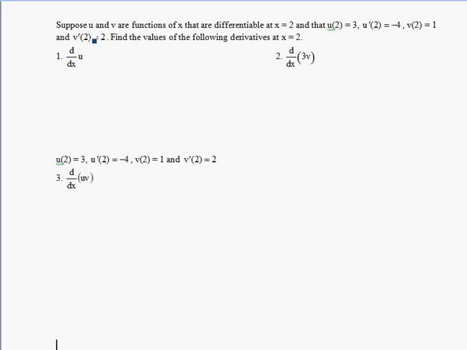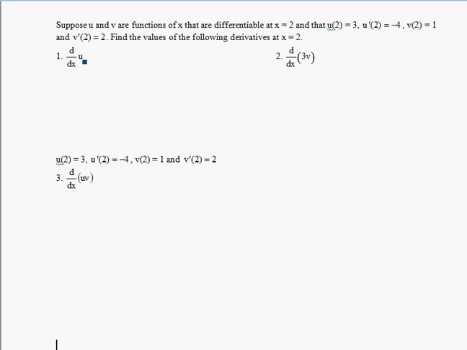Okay, so here we're looking at the functions u and v at 2. We know that u of 2, the function value at 2, is 3. The derivative of u at 2 is -4. v of 2 is 1, and the derivative of v at 2 is 2. So we have some u values and some v values. Find the following derivatives at x equals 2.